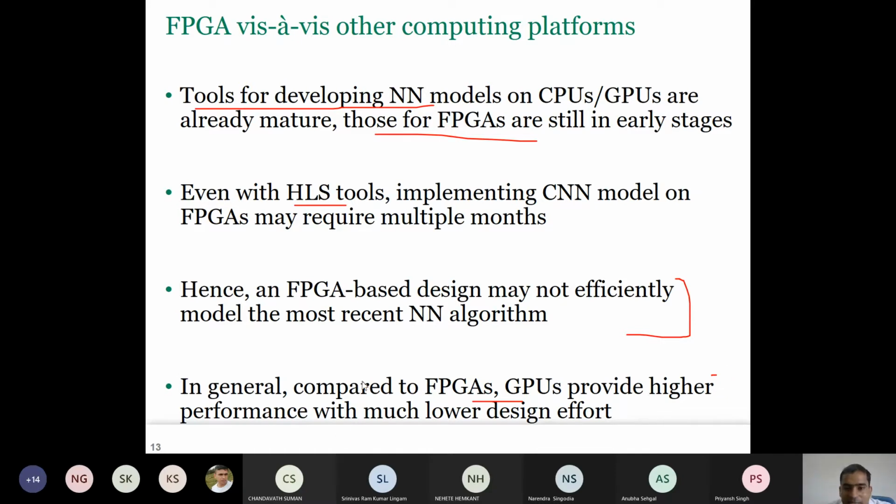Then what is the benefit of FPGAs then? If GPUs can give you faster code with less design effort, then why should we use FPGA at all? What is the benefit of FPGA?